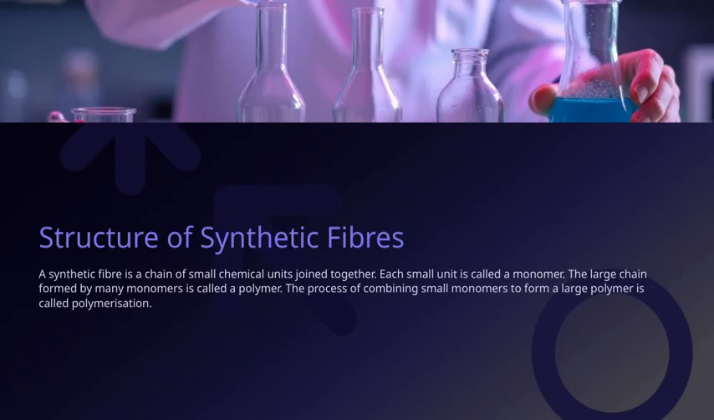The process that links the monomers into these large chains is called polymerization. Understanding this process helps us see how synthetic fibers are formed and why they have the properties they do. It's a fundamental concept that connects to the overall theme of how synthetic materials are engineered at the molecular level.